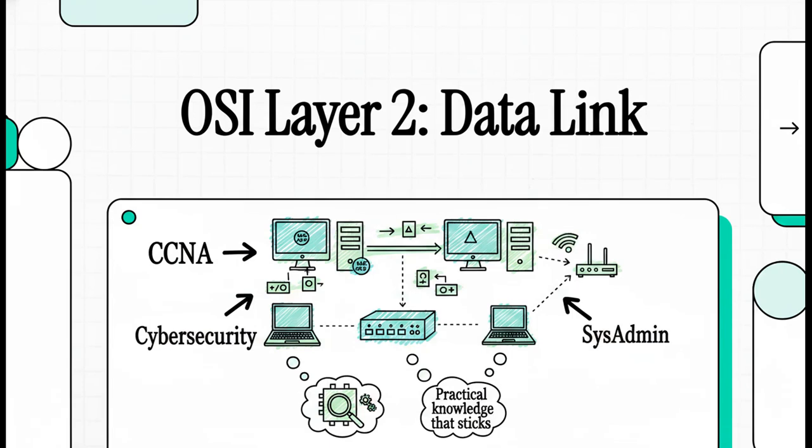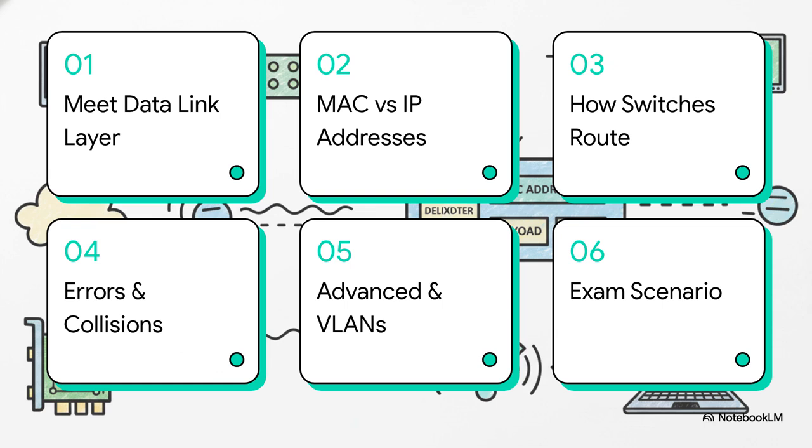Okay, let's dive right into this explainer. Today, we're going to tackle those high-yield, tricky exam questions surrounding Layer 2 of the OSI model, the data link layer. Look, whether you're prepping for your CCNA, grinding through a cybersecurity degree, or you're gearing up to be a systems administrator, grasping how local networks actually talk to each other is completely non-negotiable. We're going to take that dry textbook theory and translate it into practical, memorable knowledge that'll stick in your brain for good. Here is our study roadmap.